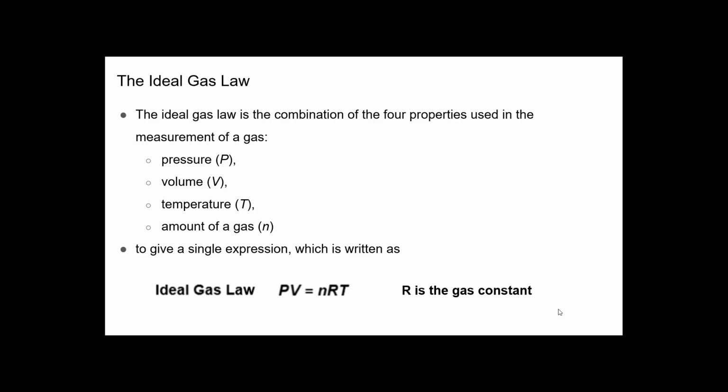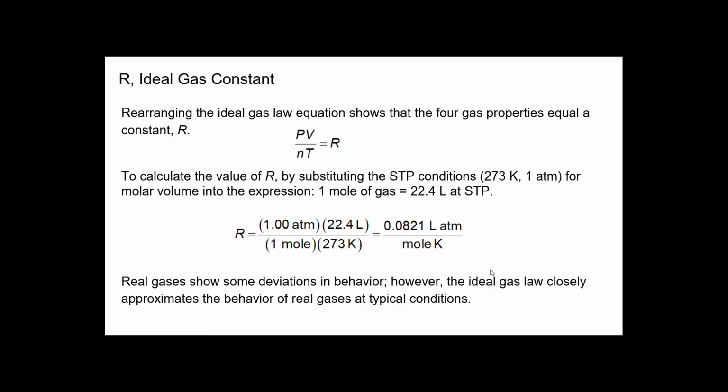The ideal gas law is a combination of four properties used in the measurements, ones by now you should already be familiar with: pressure, volume, temperature, and amount of gas. But the ideal gas law is listed here, and there's one more: R is a gas constant. I'll cover that in a little bit. When we rearrange the gas law equation, we solve for R.